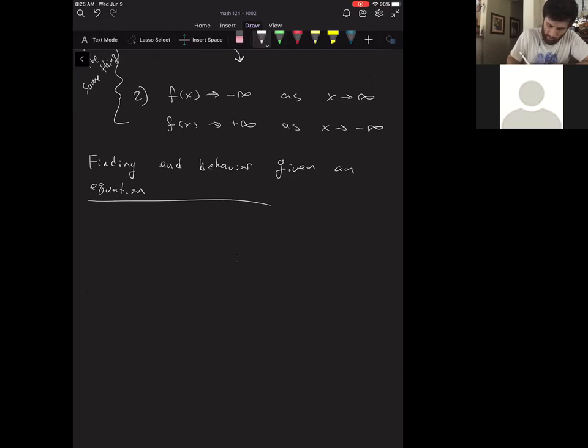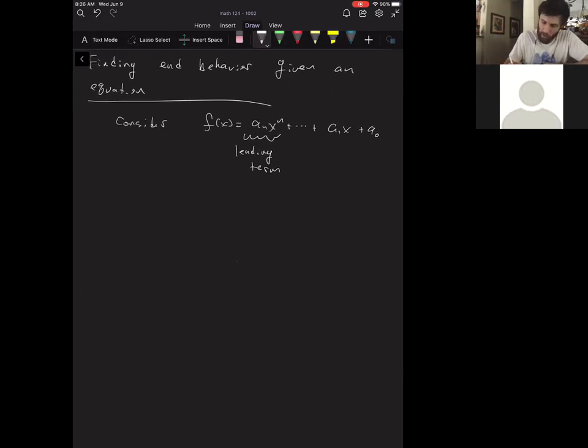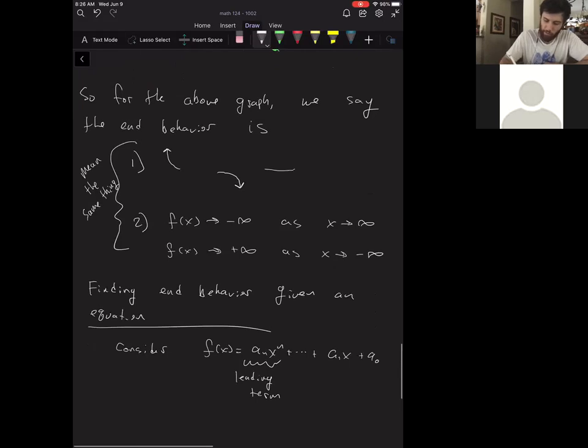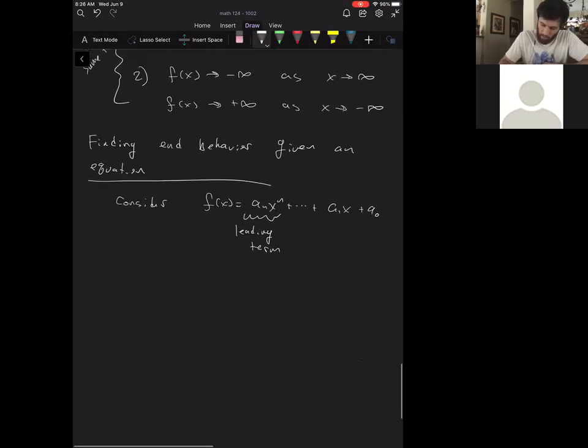Let's consider something like f of x is equal to a_n x to the n, plus, and we'll just rewrite that, a_1 x to the 1 plus a_naught. So we have our leading term right here. Remember, the leading term is the thing with the biggest exponent. Here's our leading term. We're going to have 4 options for end behavior. And from this point on, I think it's easier to just do the graph notation. That requires less thinking, and we still get the same piece of information.